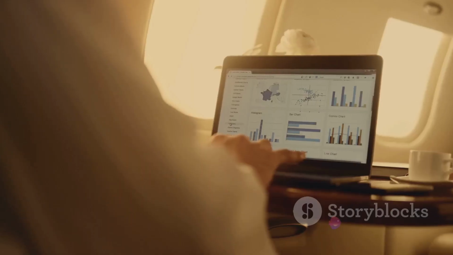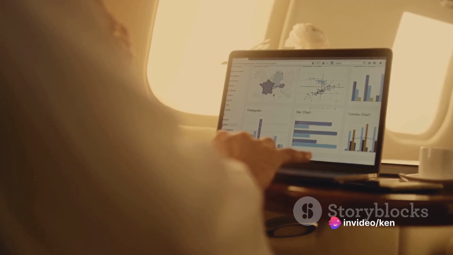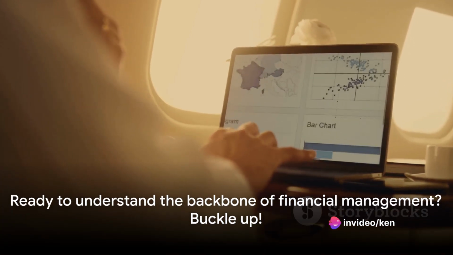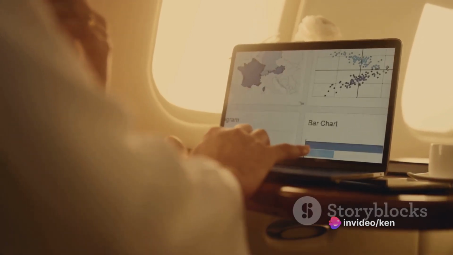Ready to understand the backbone of financial management? Buckle up. We're about to embark on a fascinating journey through the world of financial statements.